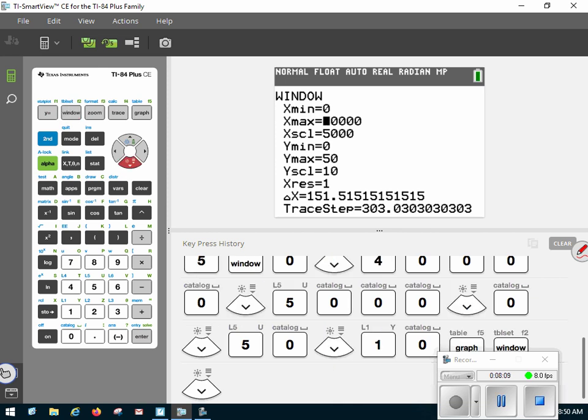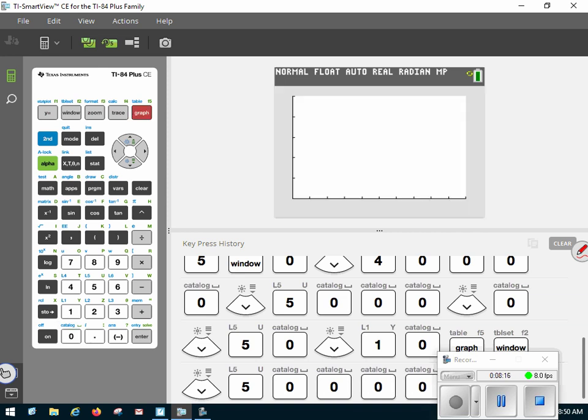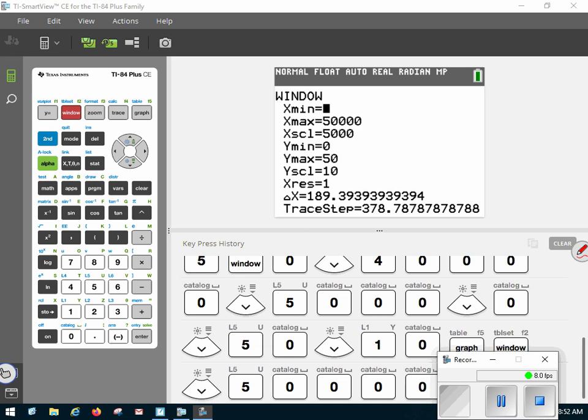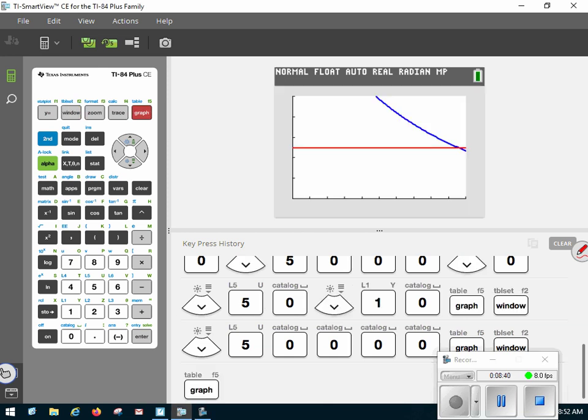48,000? Okay, well, why don't I just go to 50,000? See how that'll work. Bingo! That'll work. Has everybody got a picture like this on your calculator? Now just graph. We want to go after that point. We want to know, what is that point?